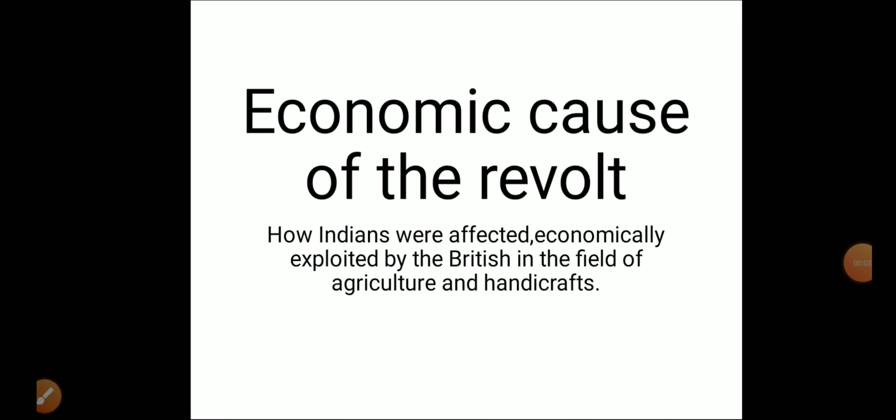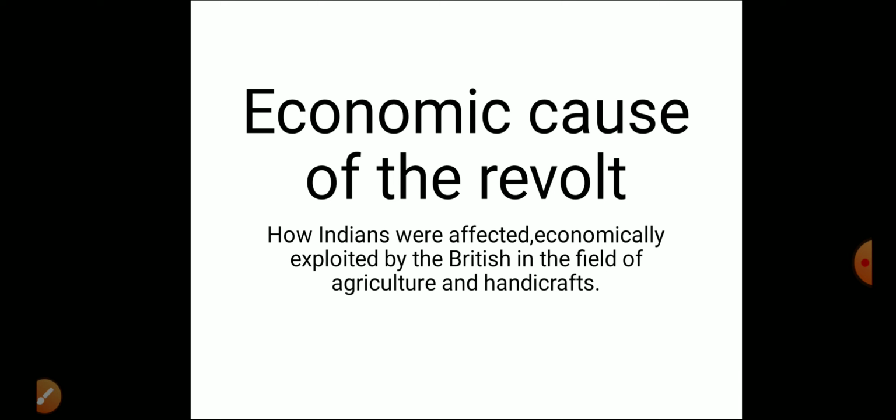Today we are going to start with the economic cause of the revolt of 1857. As it is mentioned here, how Indians were affected, economically exploited by the British in the field of agriculture and handicraft. India at that time was known as an agrarian country. Even today, more than 60% of the people of India are working in the agriculture sector, either employed directly in the field or working in some agricultural activity.